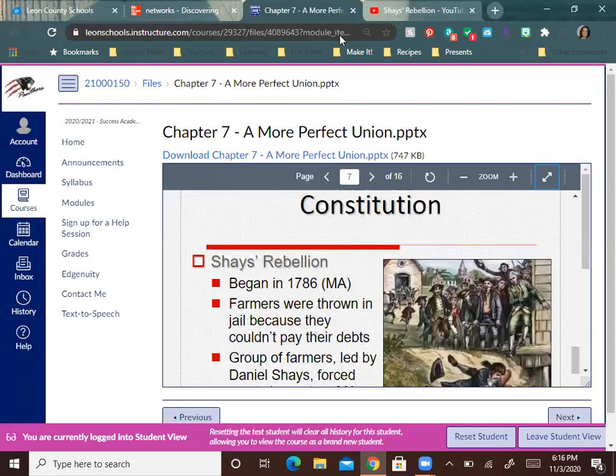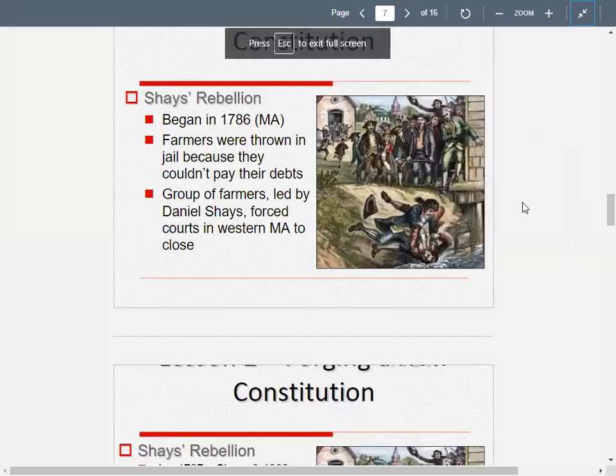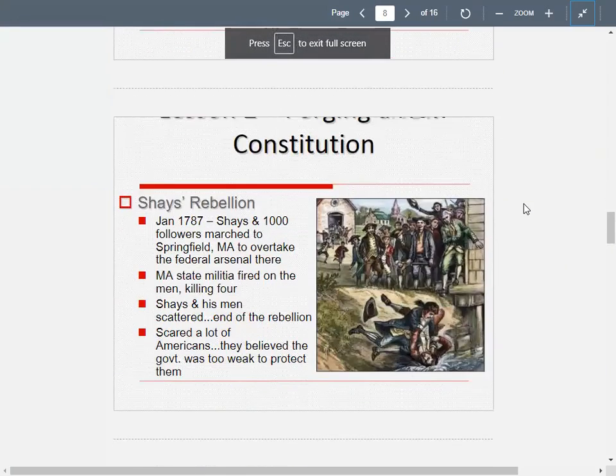Right, so let's go back to our PowerPoint. So we went over Shays' Rebellion, January 1787. Shays and 1,000 followers marched to Springfield, Massachusetts to overtake the federal arsenal there. The Massachusetts state militia fired on the men, killing 4 of them. Shays and his men scattered, ending the rebellion.